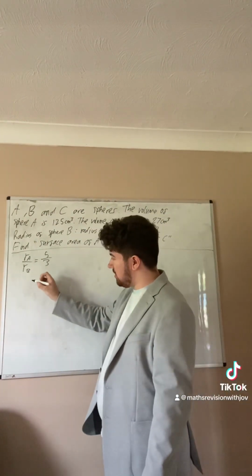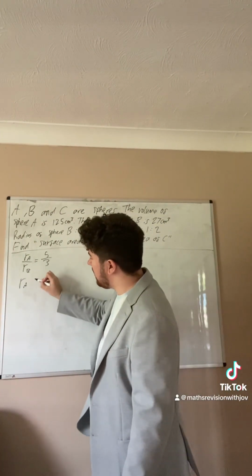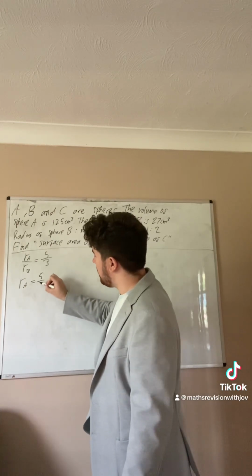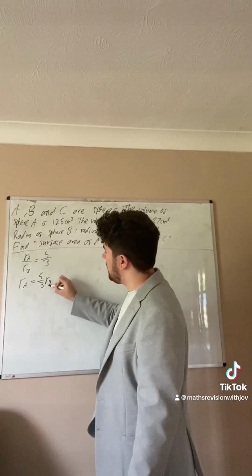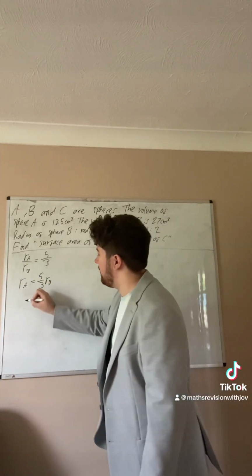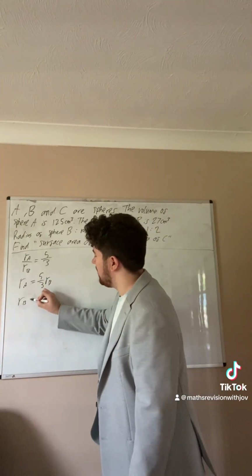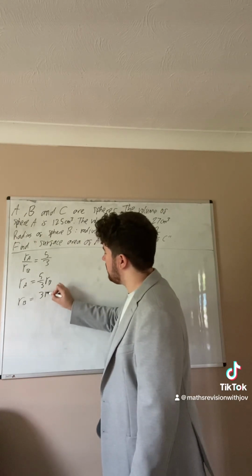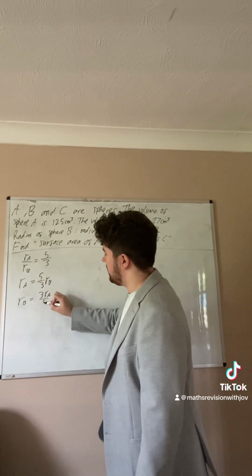So we can multiply both sides by RB, so we get RA is 5/3 RB. And then we can multiply by 3 and divide by 5 to get the RB on its own. So we get RB is equal to 3 RA divided by 5.